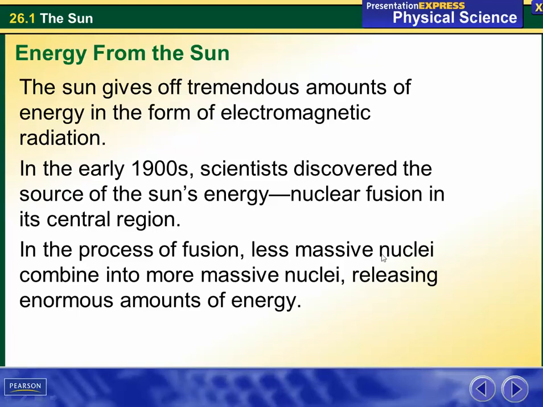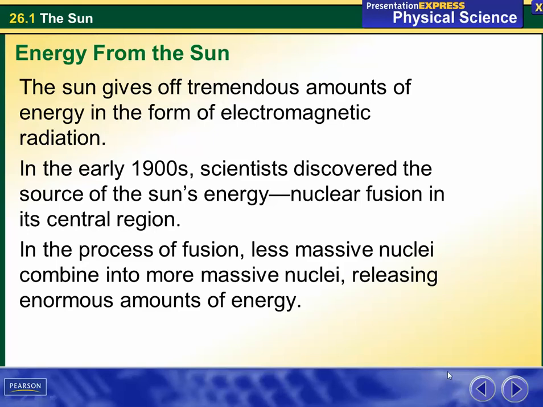And in the early 1900s, scientists discovered that the source of all of this energy comes from nuclear fusion. Write that down: nuclear fusion in its central region. In the process of fusion, less massive nuclei, so smaller nuclei, combine together to form more massive nuclei. So little nuclei combine to form bigger nuclei. In that process, huge amounts of energy are released.